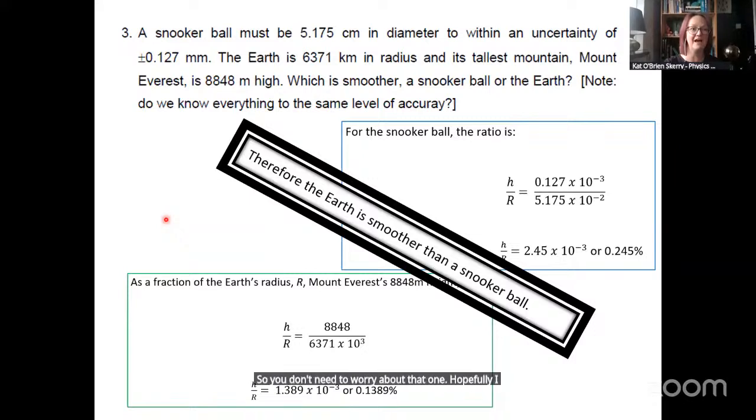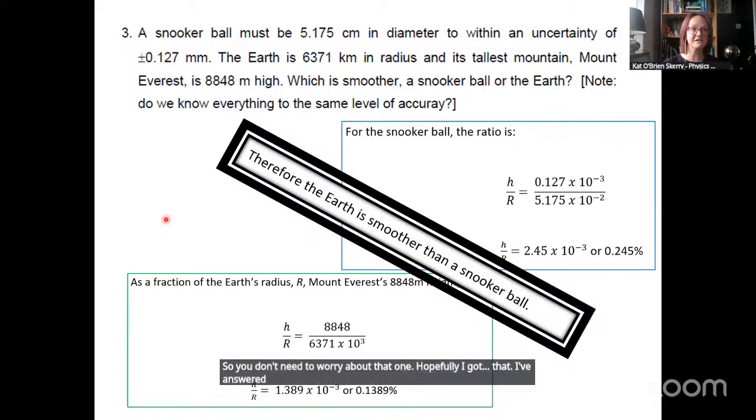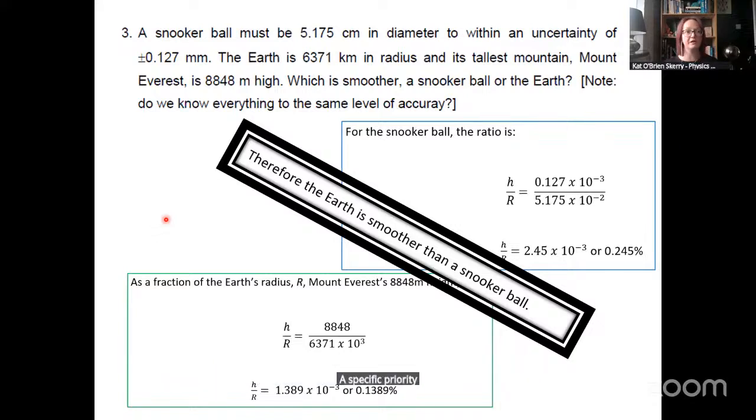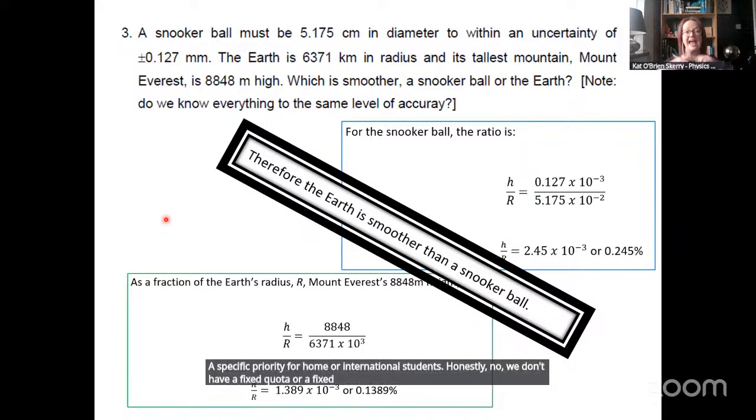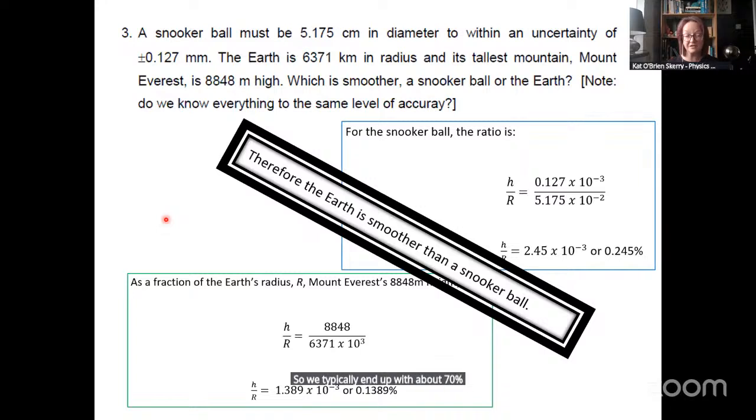Hopefully I got that. I've answered personal statements. I've answered how long the class is. I've admitted that I can't answer minute to mark ratio. Oh, I've had a few questions about quotas and that, do we have a specific priority for home or international students? Honestly, no, we don't have a fixed quota or a fixed number for any group of students. We just look at every application as and when we get it. So we typically end up with about 70% of UK students, but we're not bound to that, and that figure will go up and down each year depending on the individual applicants.